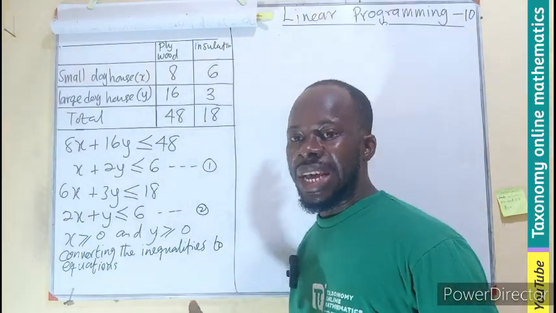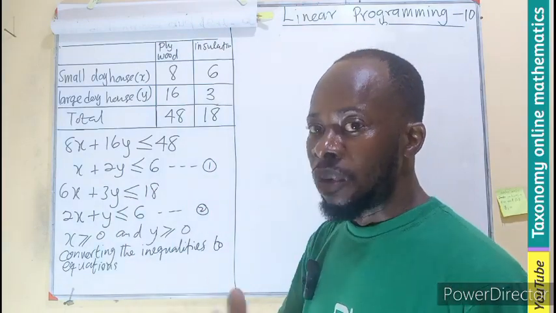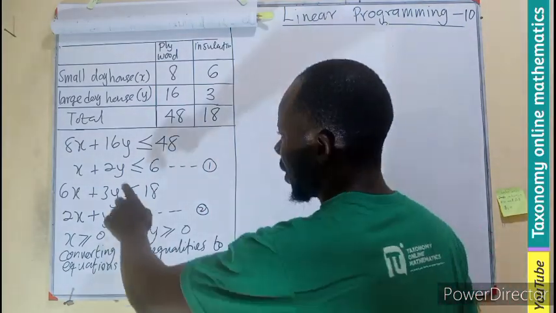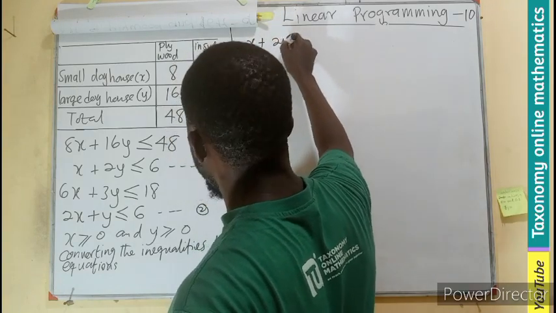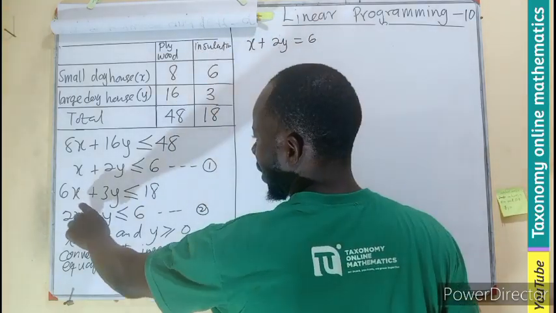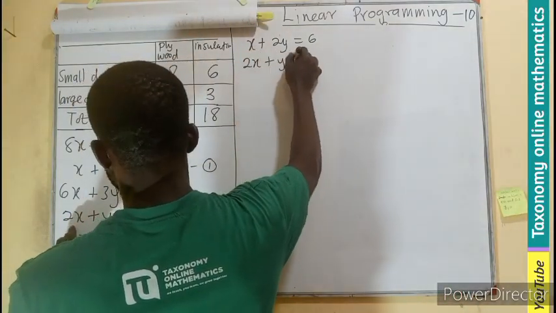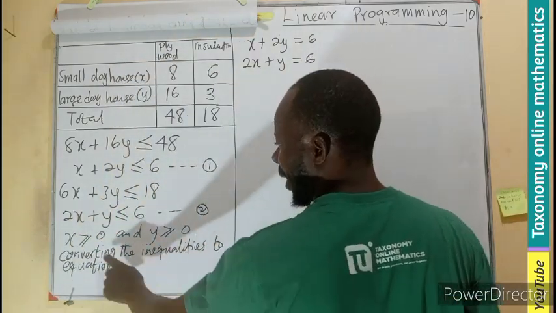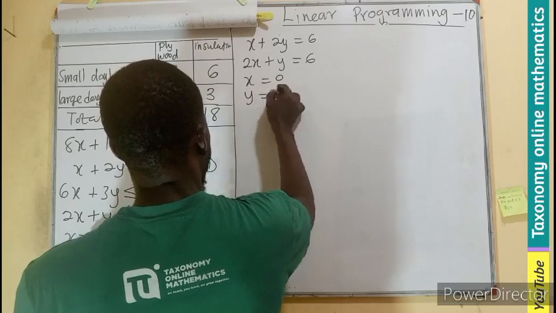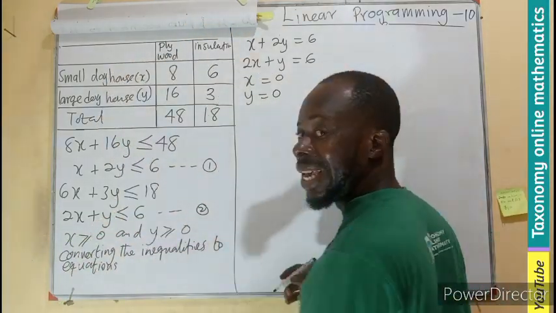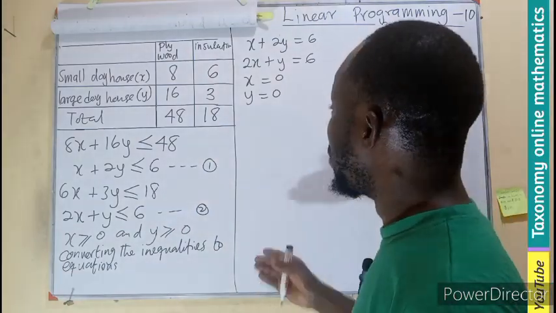Now we are going to convert the inequalities back into equations in order to find the intercept on both axes. The first one is x plus 2y equals 6. The second one is 2x plus y equals 6. Then the third is x equals 0, then y equals 0. We are only removing the inequality sign and replacing it with an equals sign to make it an equation.